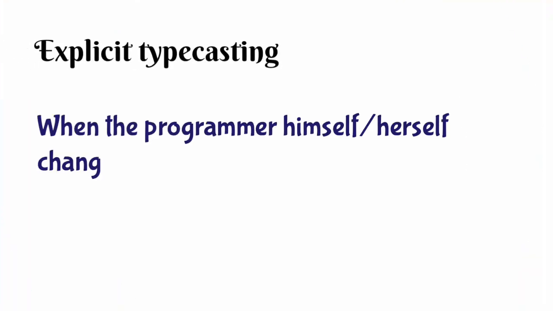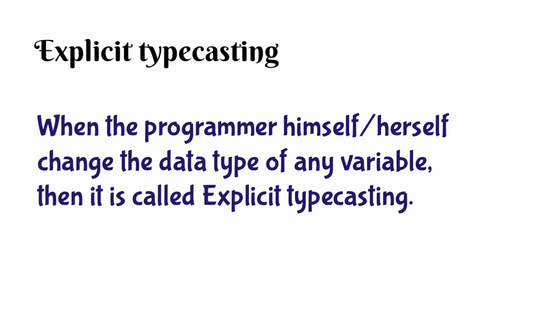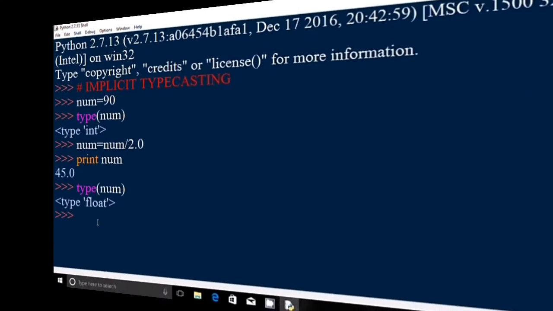Now explicit typecasting. When the programmer himself or herself changes the data type of any variable, then it is called explicit typecasting. So here the question arises: how can he or she change the data type of any variable? This is done by using a special method, and you will learn about this in the example.